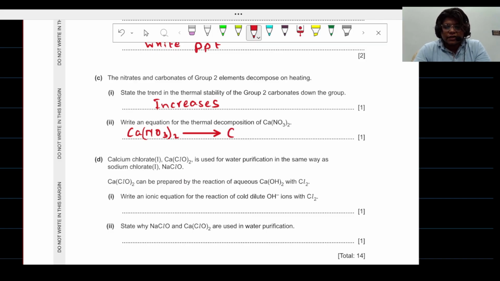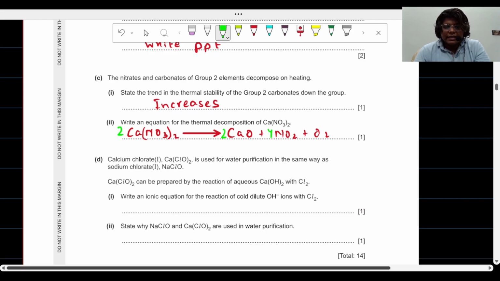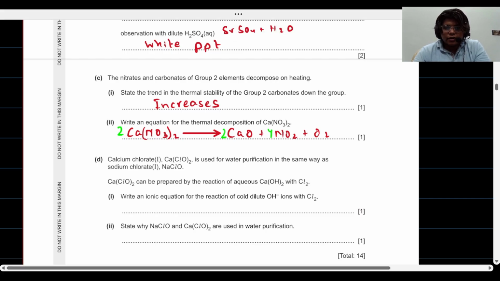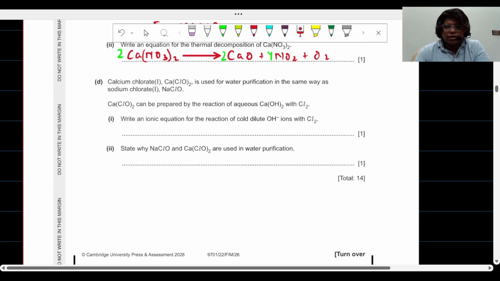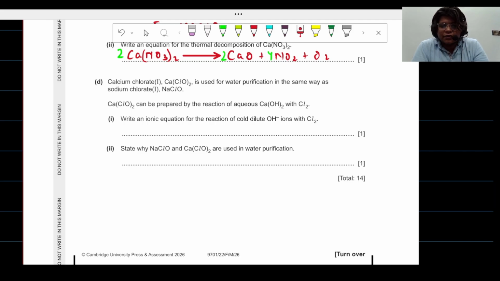However, the products are calcium oxide plus nitrogen dioxide and oxygen, right? So we will have 2 here, then we will also have 2 here, we will have 4 here, and this equation is perfectly balanced. Then it says that calcium chloride is used in water purification in the same way as sodium chloride. Calcium chloride can be prepared by the reaction of aqueous calcium hydroxide with chlorine.